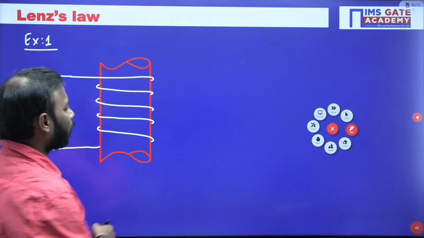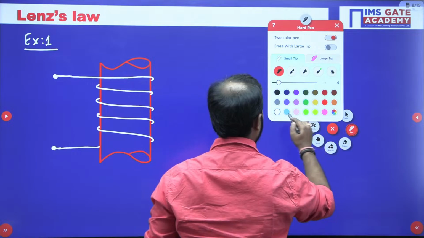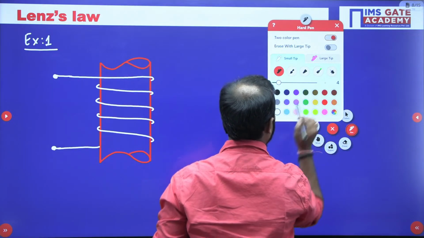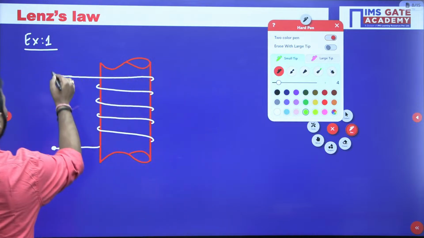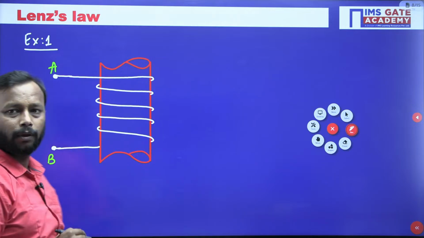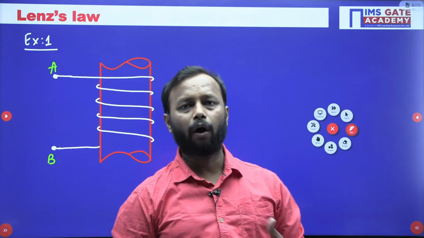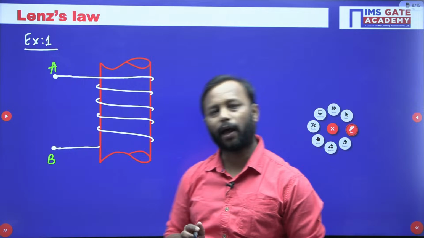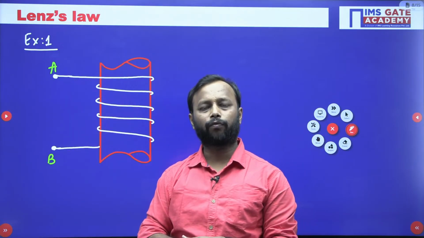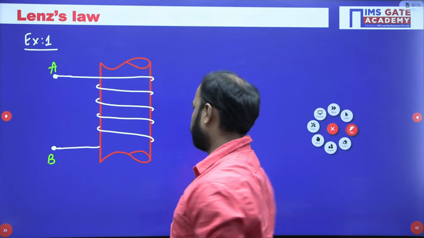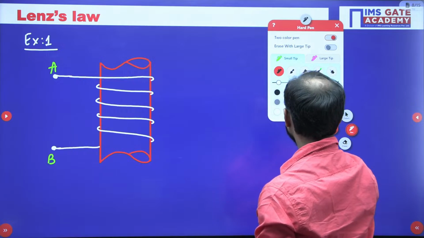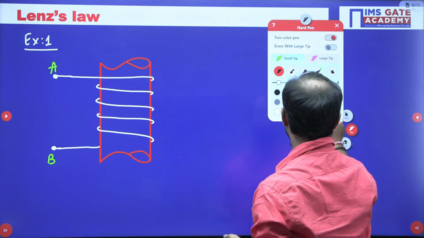Now I want to find the EMF which is inducing, let me change the color, the EMF which is inducing at A and B, what will be its polarity? Whatever EMF is inducing over here, I want to find its polarity. But for that, what I require is a magnetic field. So let me draw the magnetic flux here, just a second.